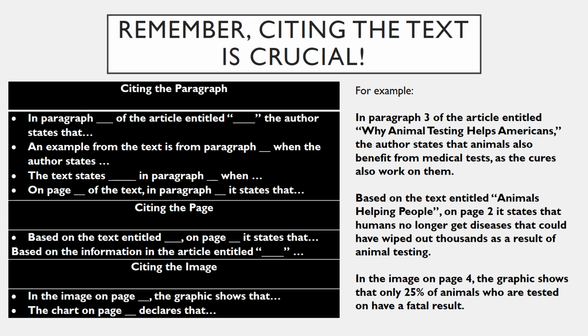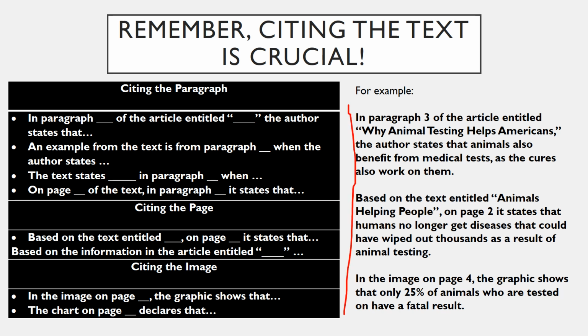We could also cite the page, based on the text entitled blank, on page blank, it states that. Based on that information in the article entitled blank, and so on. We could also cite an image. In the image on page blank, the graphic shows that. The chart on page blank declares that. So, using it in our writing, we might see something like this.